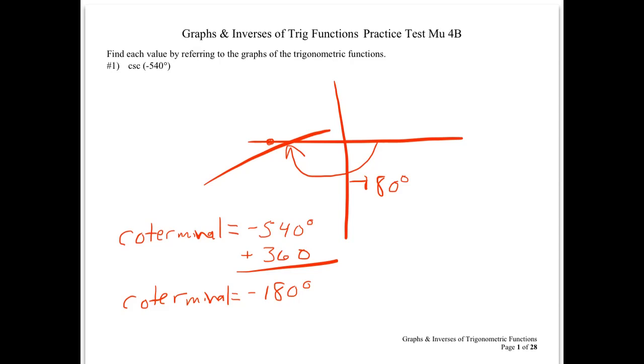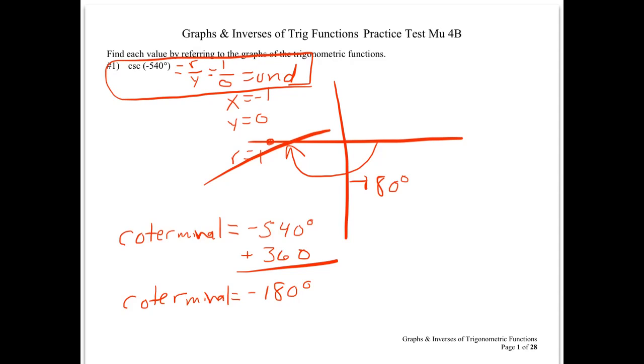In that location, x we could say is negative 1, and y is 0, and r is positive 1. Cosecant, that's the reciprocal of sine. Sine is y over r, so therefore this is r over y, which is 1 over 0, which is undefined. So number 1 is undefined.